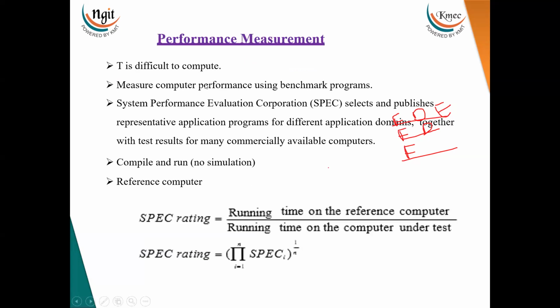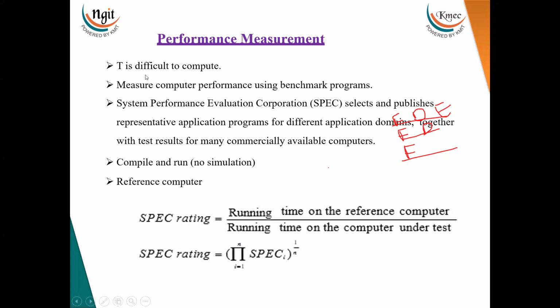Now the last topic is basic performance measure. Till now we have studied how to improve the system performance by measuring the T. But it is very difficult to measure the T because T involves the hardware. The same performance equation we can't apply for all the systems because different systems have different functional units, different architecture and different instruction set. So it is very difficult to measure the T.